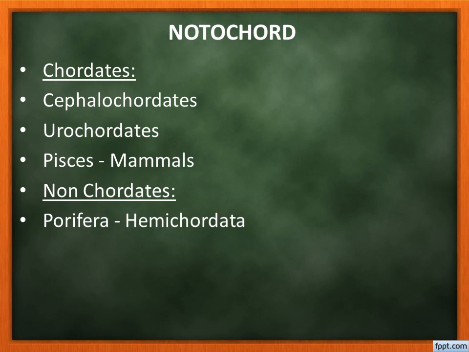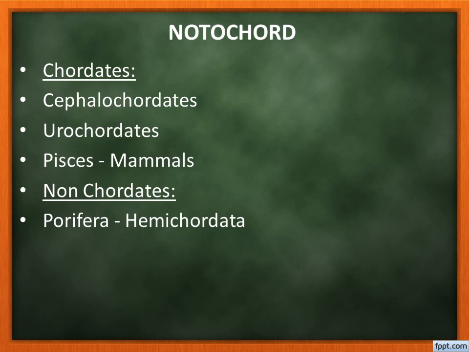Chordates means the organisms which possess this notochord, and the organisms which do not have notochord are called non-chordates. For chordate examples we can say cephalochordates, urochordates as well as pisces to mammals. Cephalochordates and urochordates are the subphyla of chordates, right? And pisces, amphibians, reptiles, aves and mammals are the classes of vertebrates. So pisces to mammals also consist of this notochord. Okay. And the next one is non-chordates.